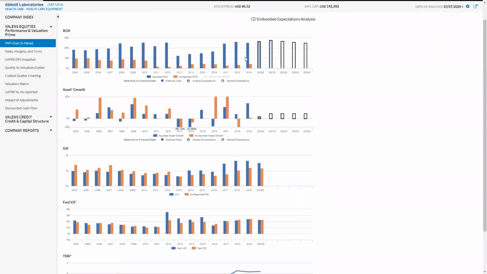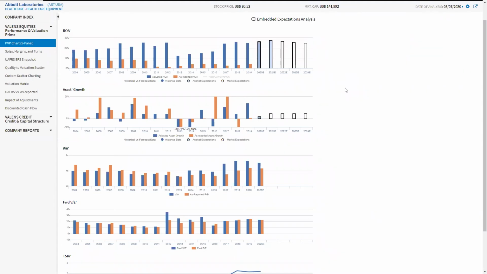But that's not all, because once we look at these dark blue bars, then we can look at these light blue bars and these white bars. The light blue bars here are what the company's performance is forecasted to be by sell-side analysts over the next 2 years.